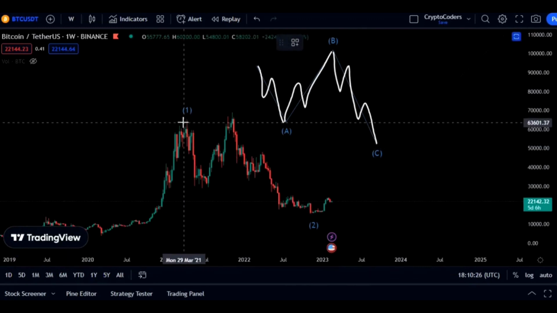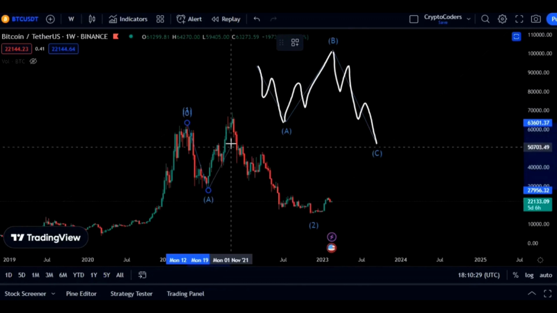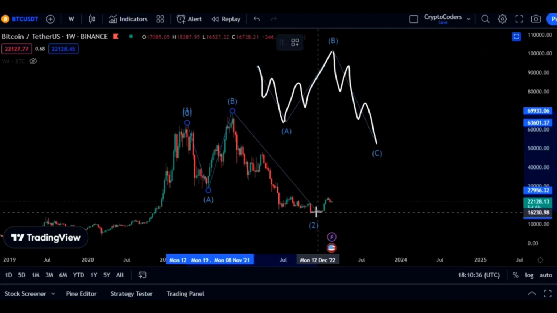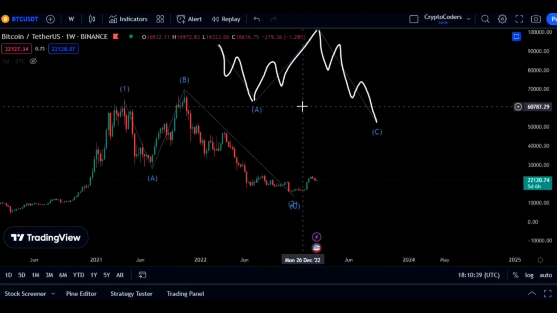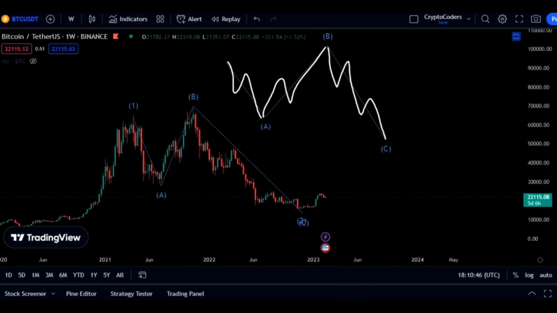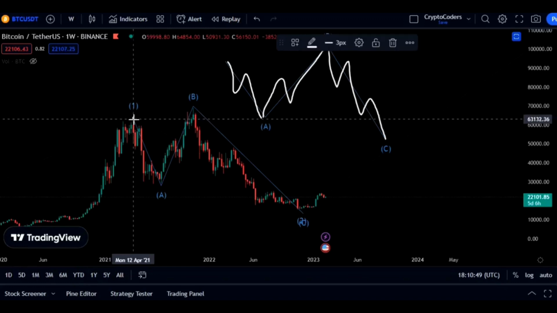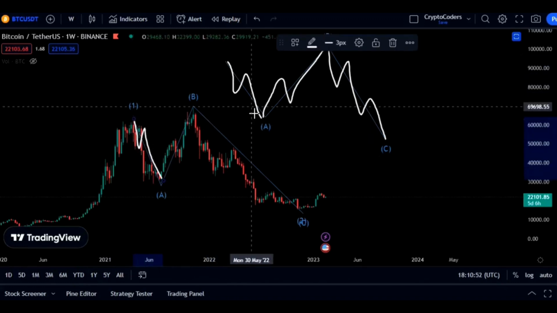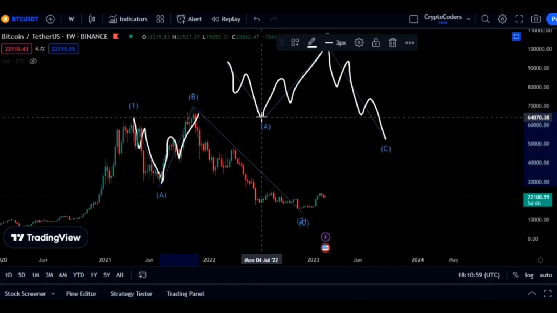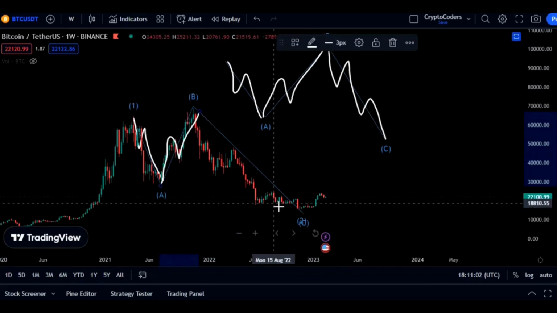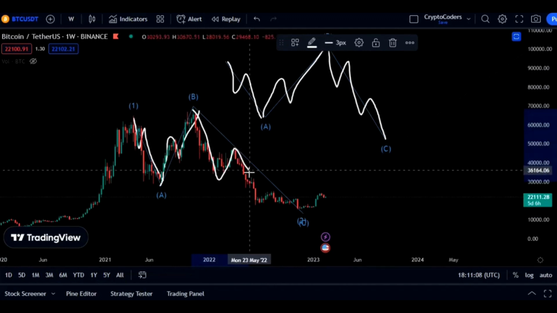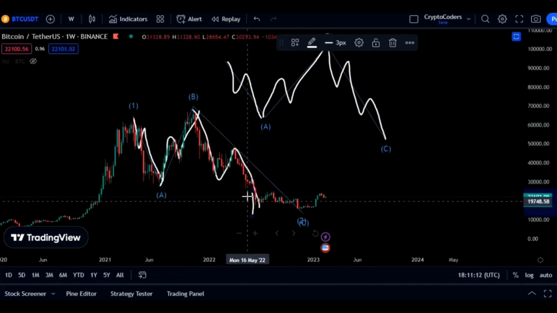So let me label this: this was our wave A, sorry, this was our wave B, and this was our wave C. Now let's match this whole structure with what I just told you. Wave A, 3 waves, these 3 waves over here. Wave B, very clear 3 waves, these 3. And then wave C consists of 5 subwaves. So 1, 2, 3.